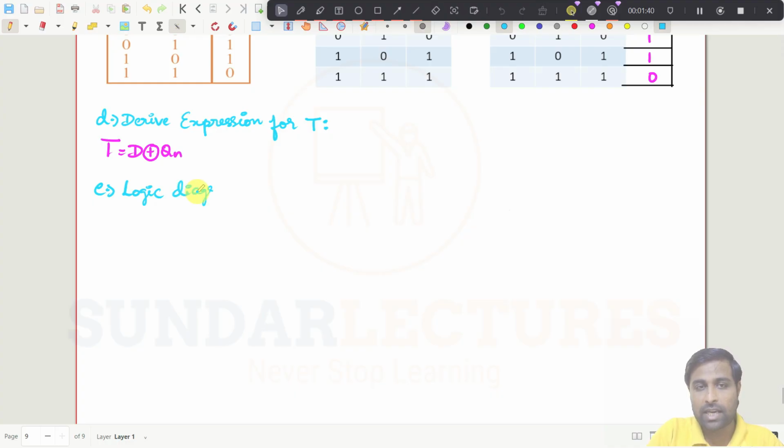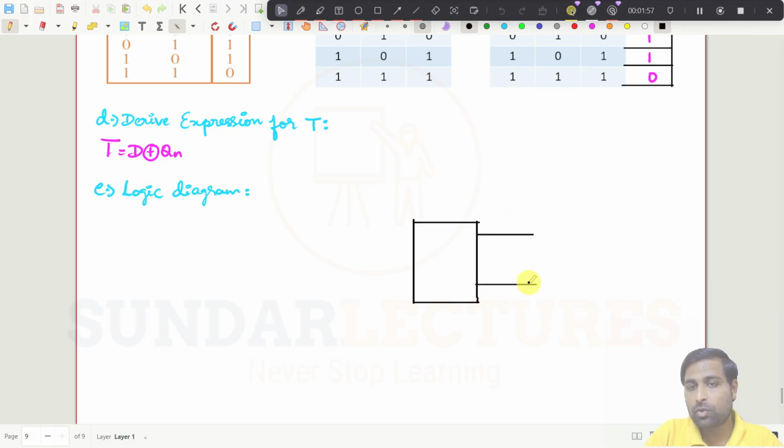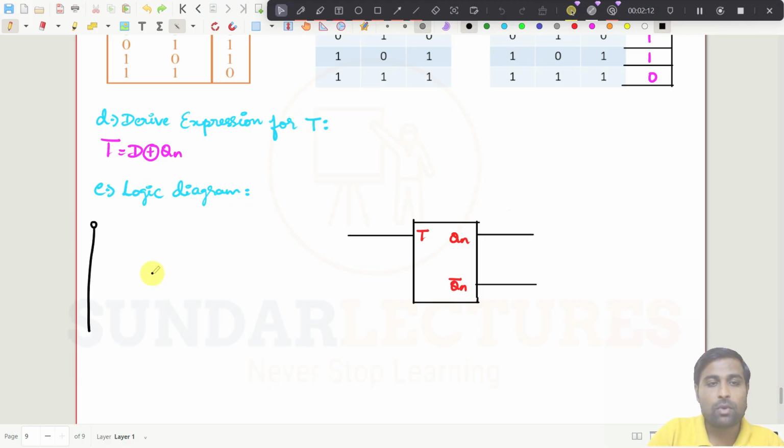So for the logic diagram, what you need to do? You have a T flip flop with you, so that we know already. So this is the T flip flop, right? This is Qn, and this is Qn bar, and this is the T input. So you have only one input here. So what is that input now?